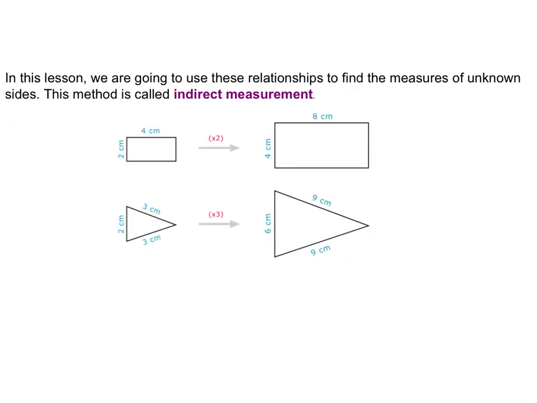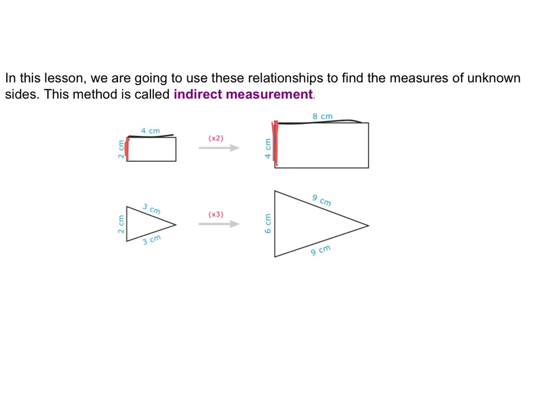So in this lesson, we're going to use these relationships to find the measures of unknown sides. This method is called indirect measurement. If you'll notice, we've got two similar rectangles here on the top. One has side lengths of 2 and 4, and the other has side lengths of 4 and 8. Now, if you remember from last time, we did corresponding sides. So this side of 2 would correspond to this side of 4.